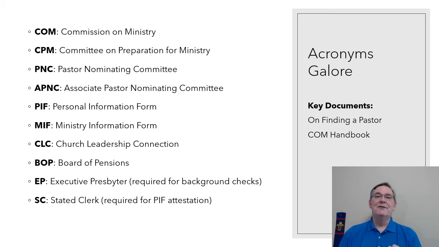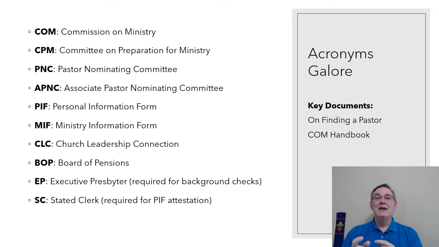A personal information form, that's the form that pastors fill out and put on the national website for the search process. There is the ministry information form, also referred to as a MIF and a PIF. The MIF is the form that a church fills out and puts on the same national website. That national website is called the Church Leadership Connection, or CLC. The CLC is important because they're the ones that process all of the search configurations.